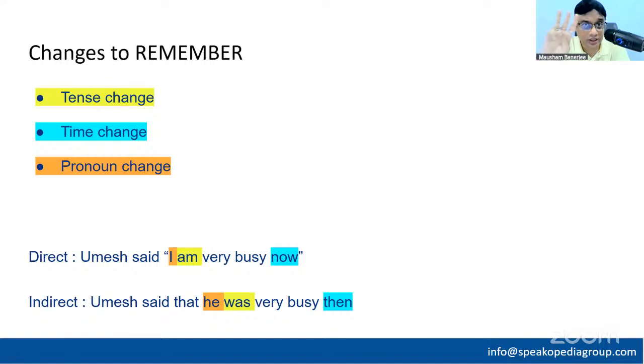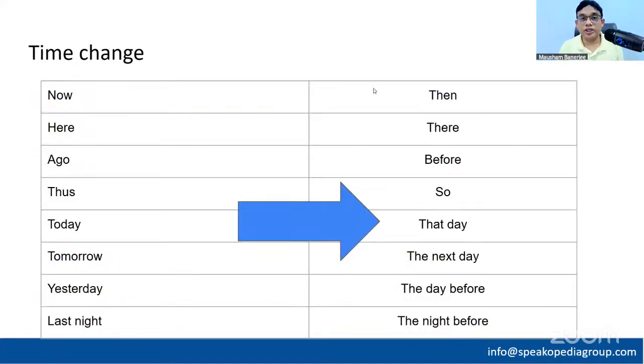So there are three major changes. This is a rule. When you are converting from direct speech to indirect speech, three major changes happen. Number one, I is the pronoun. So I becomes he. Am is the tense, it becomes was, and now becomes then. Okay. Clear? Great.